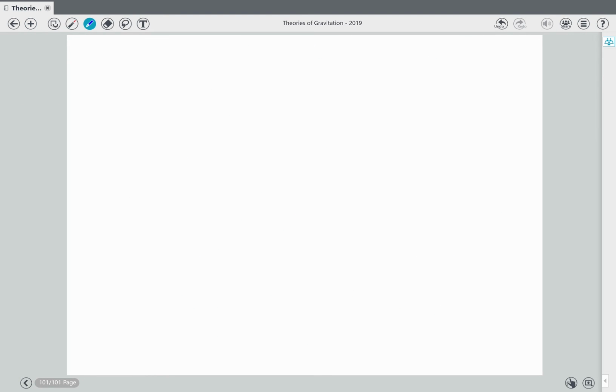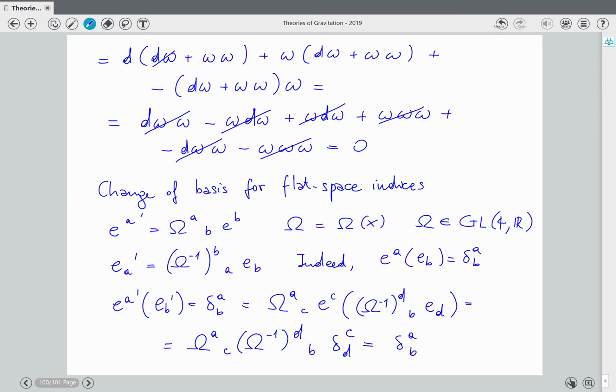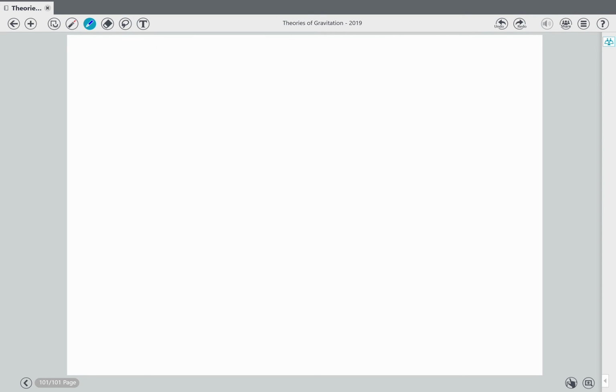Let's see how objects transform. So the basic differential forms and vectors transform as we have said here. Then we can check how the torsion transforms and how the curvature transforms. But to derive how they transform, we have to work a little bit and check how omega transforms. So that's what we have to do now. So let's start from the definition.